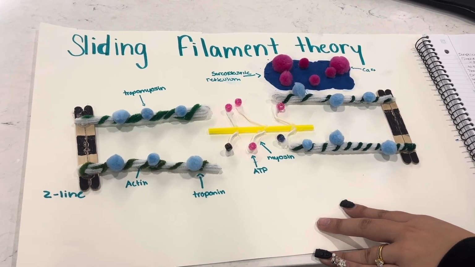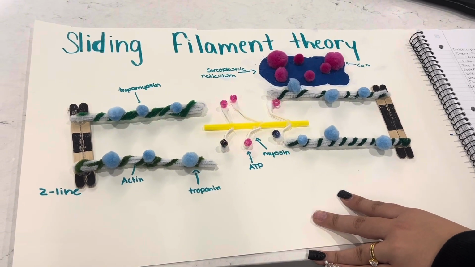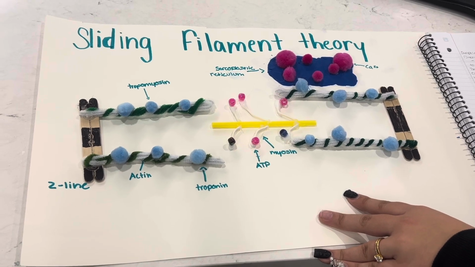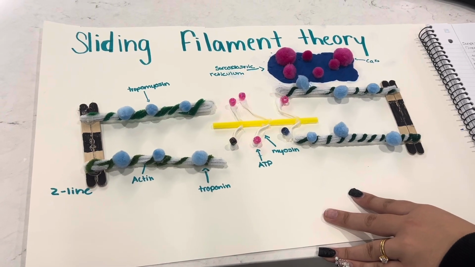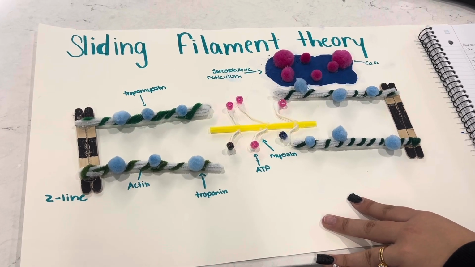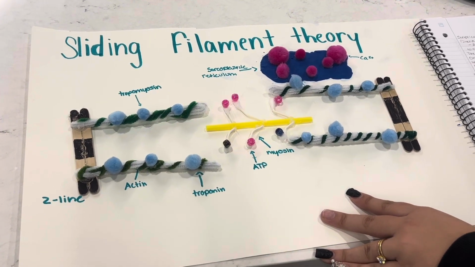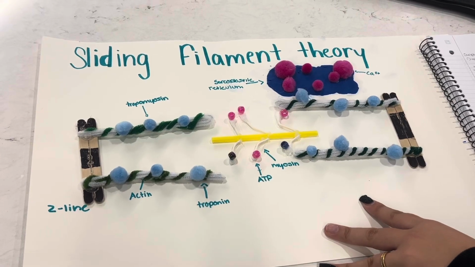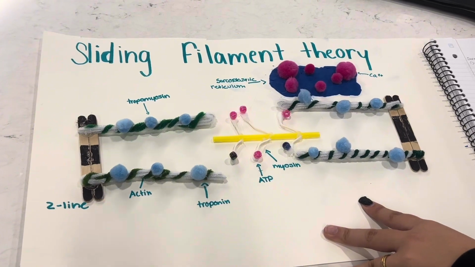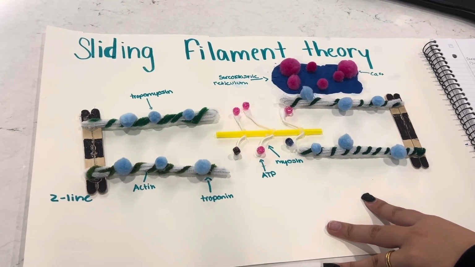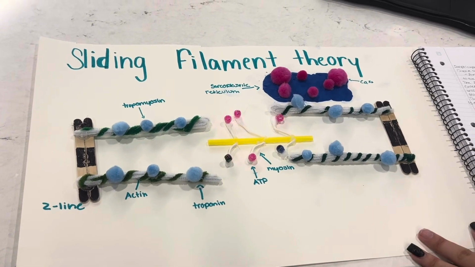ACh is then released into the synaptic cleft and binds to the receptors on the muscle fiber's motor end plate. The binding of ACh opens the ligand-gated Na+ channels, which produces the end plate potential. If this reaches the threshold, it triggers an action potential in the muscle fiber, and in the cleft acetylcholinesterase breaks down the ACh, terminating the signal so the neuromuscular junction can reset.